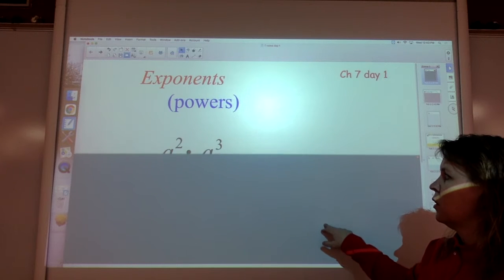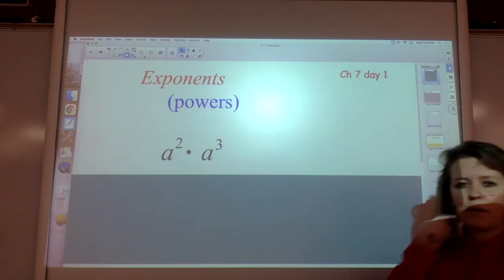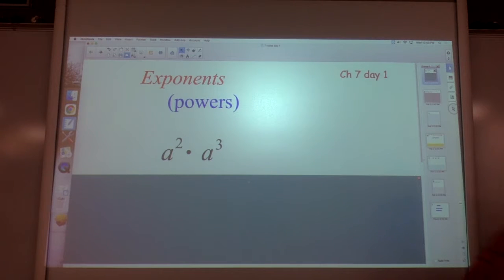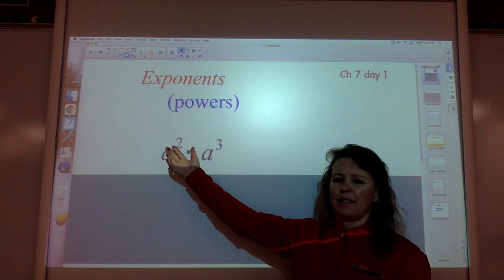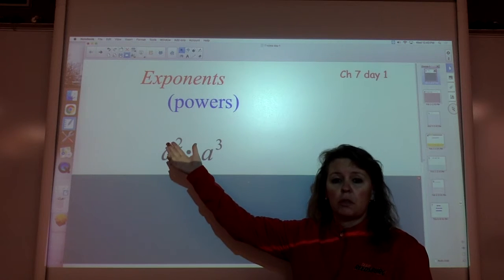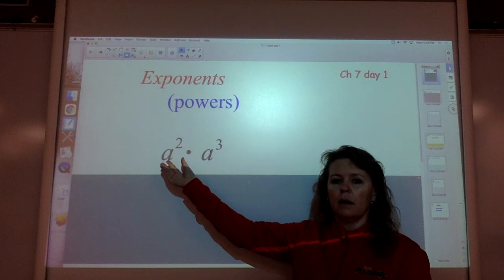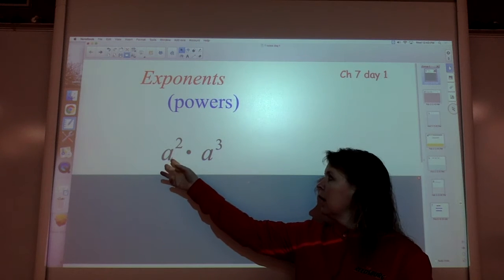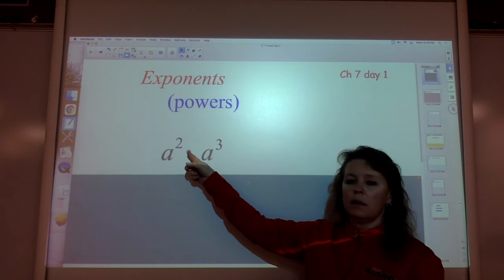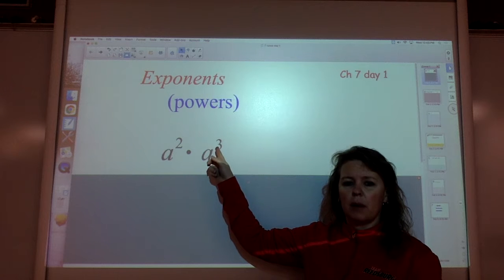So you could call it exponent, you could call it a power. And just a friendly reminder of what an exponent actually is. This is what it looks like. It's in English called a superscript. It's written smaller and up higher, but in math it's an exponent. A to the second power times a to the third power.